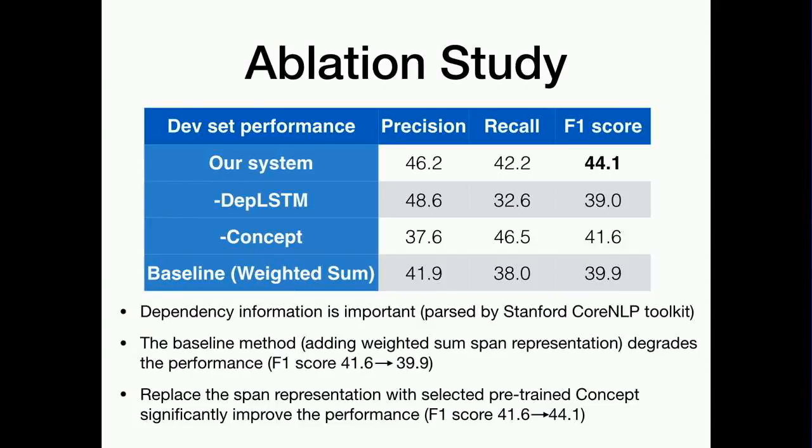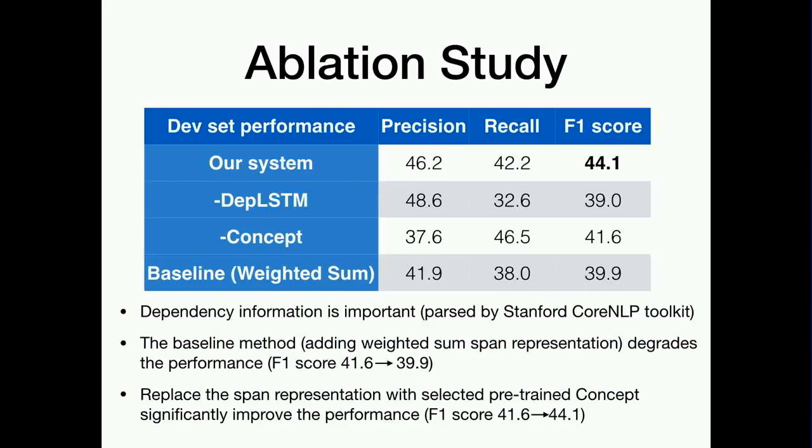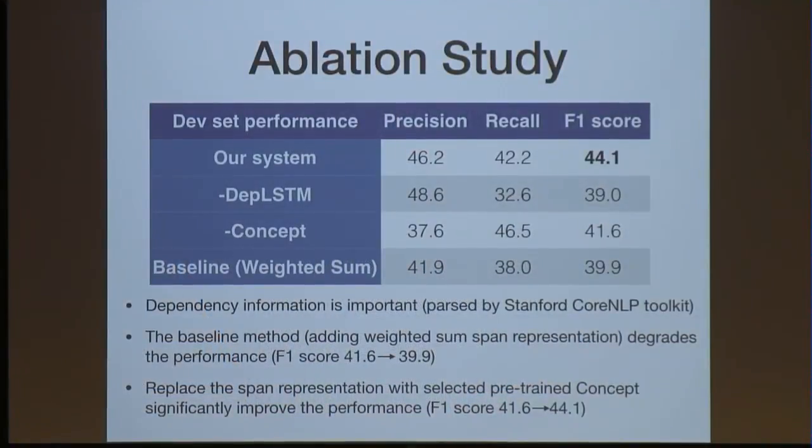We also performed ablation studies by removing some of the components of the neural network. We first remove the dependency layer, and we could see that the F1 score decreased greatly. Then we remove the concept layer, which also results in a slightly worse F1 score. We also tried the baseline method, which is the weighted sum of the tokens, and this one also didn't perform very well.